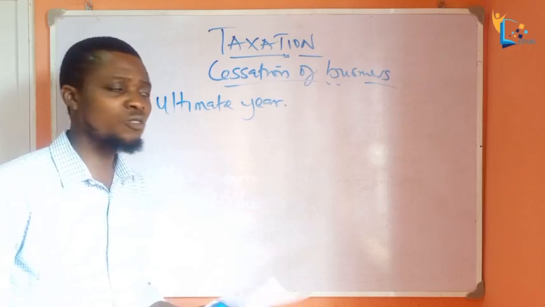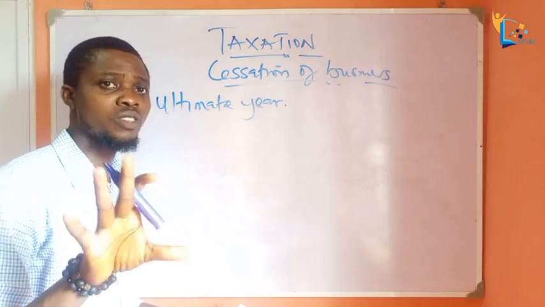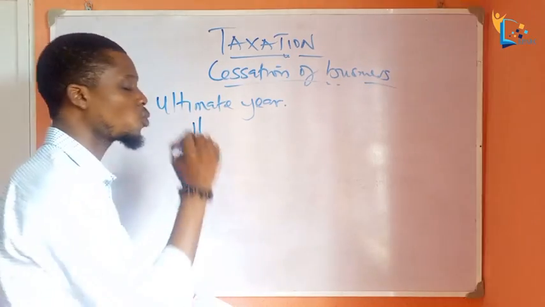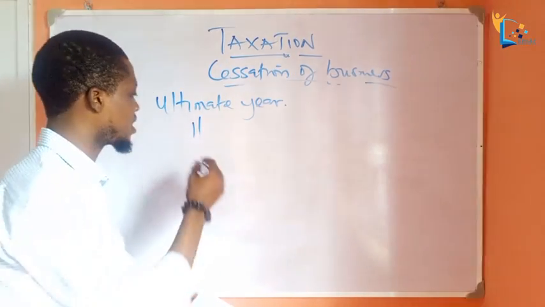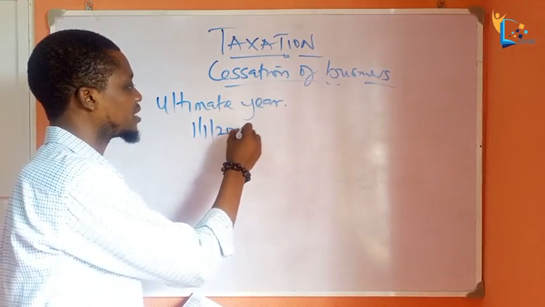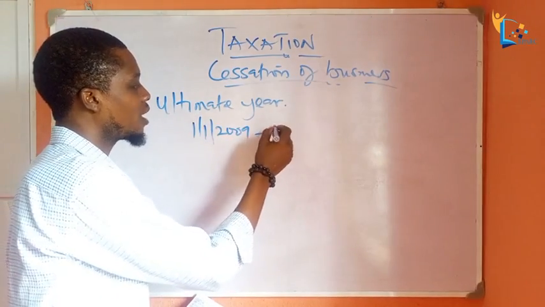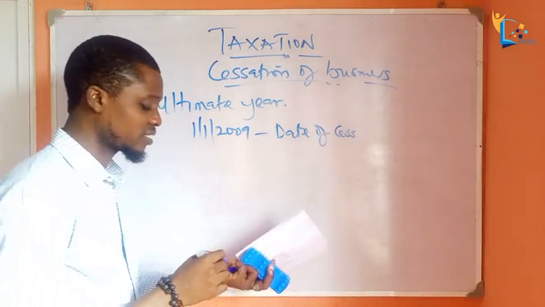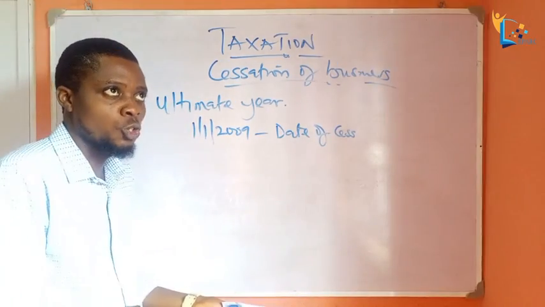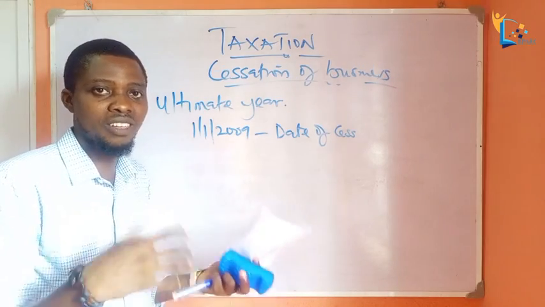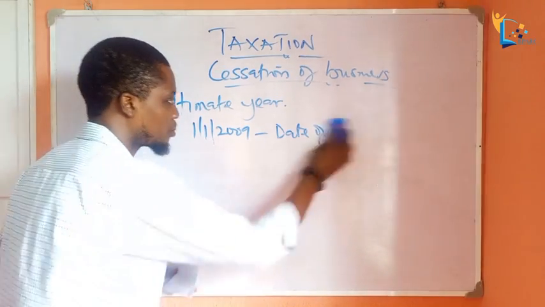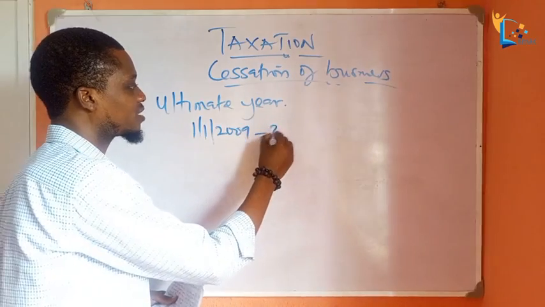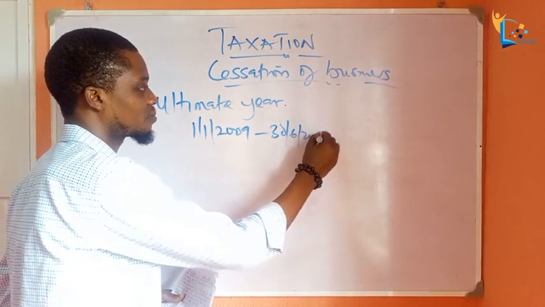An assessment is done from 1st of January that year. Let's use 2009 as an example. The assessment period for that year is 1st of January 2009 to the date of cessation. Let's say I ceased operation on 30th June 2009, for instance. Then the assessment period will be 1st of January 2009 to 30th of June 2009.